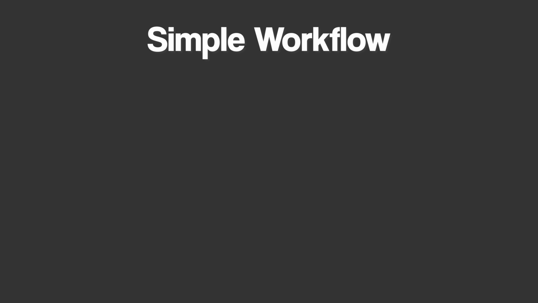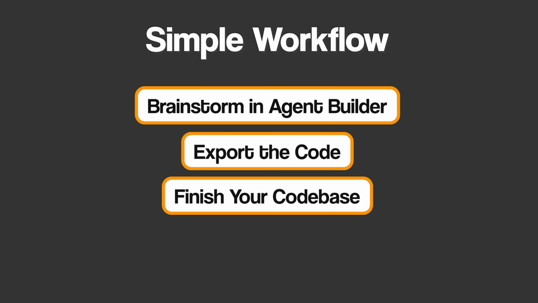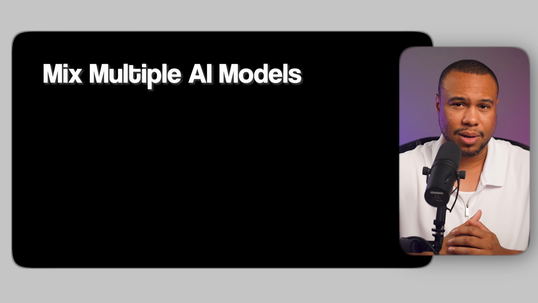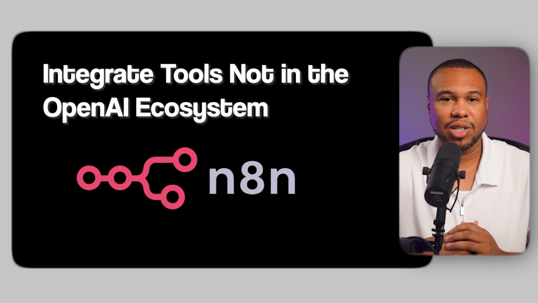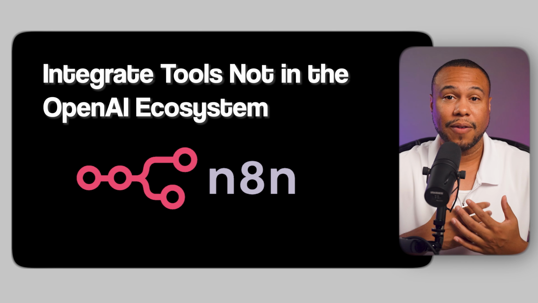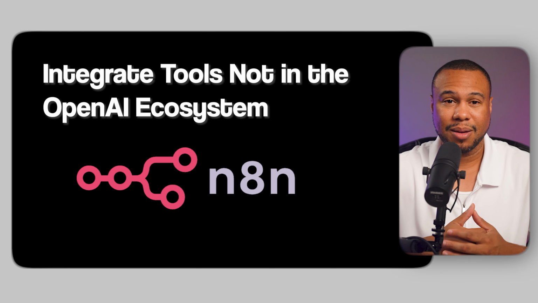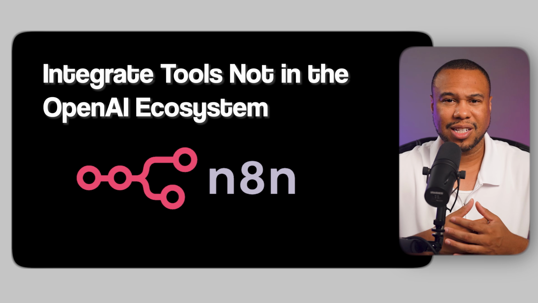The workflow, it's simple. Just brainstorm in Agent Builder, export the code, finish your code base. It's perfect for that. Now, if you want to mix multiple AI models, or you want to integrate tools that aren't in the OpenAI ecosystem, then I would suggest you use N8N. If you need Claude for one step, GPT for another, N8N. If you want to trigger your agent from Slack, Airtable, or custom webhook, N8N. If you're building a complex system where the agent is just one piece, N8N. The learning curve is steeper, but once you get it, you can build almost anything. Plus, everything will translate over into Agent Builder once you're ready.